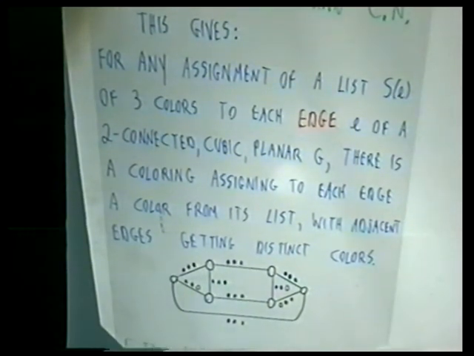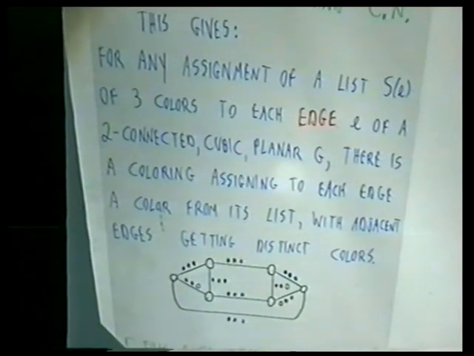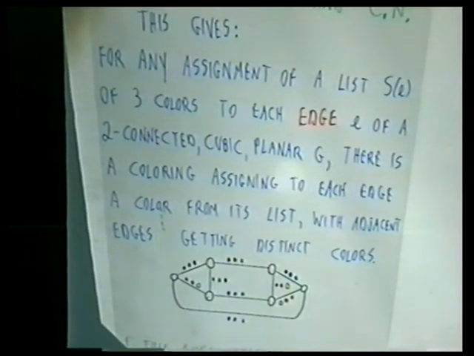Then what Tate proved is that the four-color theorem is equivalent to the statement that the edges of each such graph can be properly colored by 3 colors. So we are allowed to use the colors 1, 2, 3 to color the edges, and adjacent edges should get distinct colors. Right? And that's equivalent to the four-color theorem.